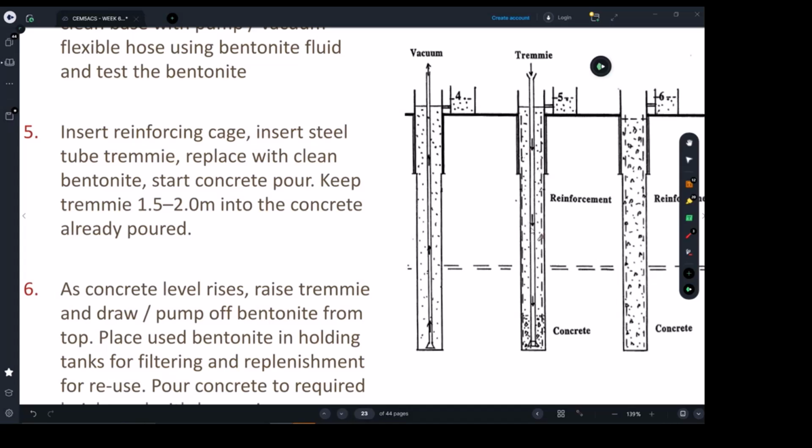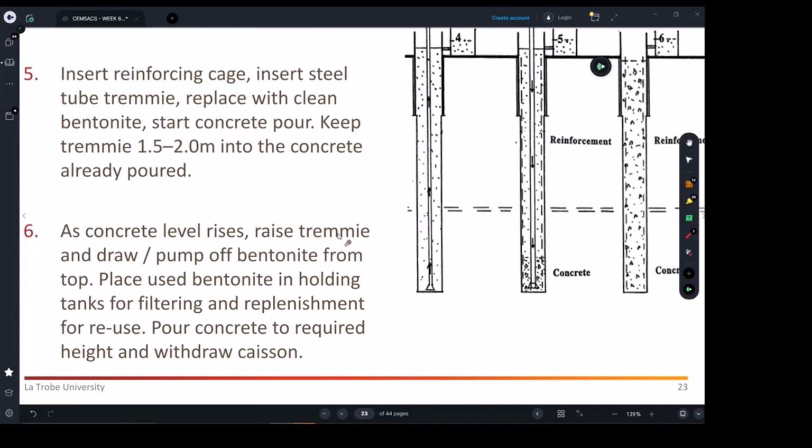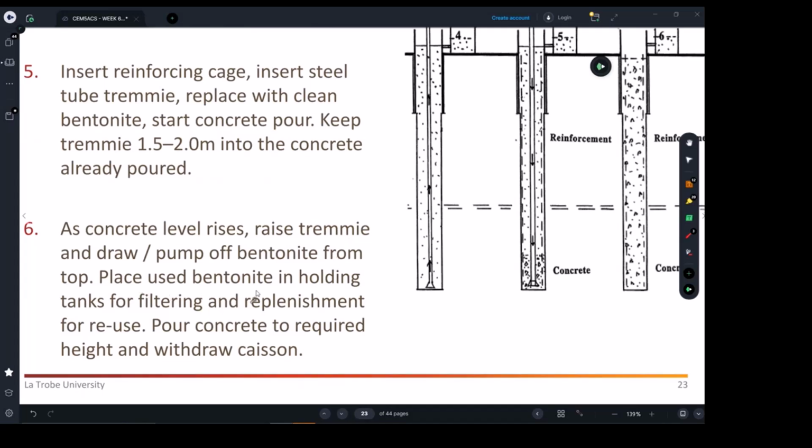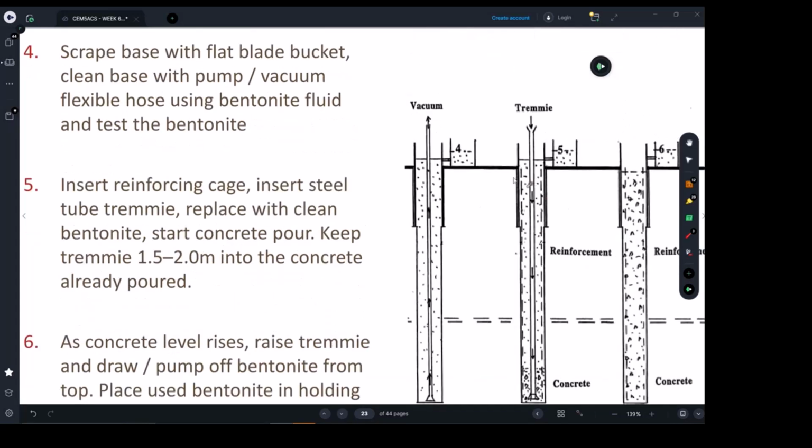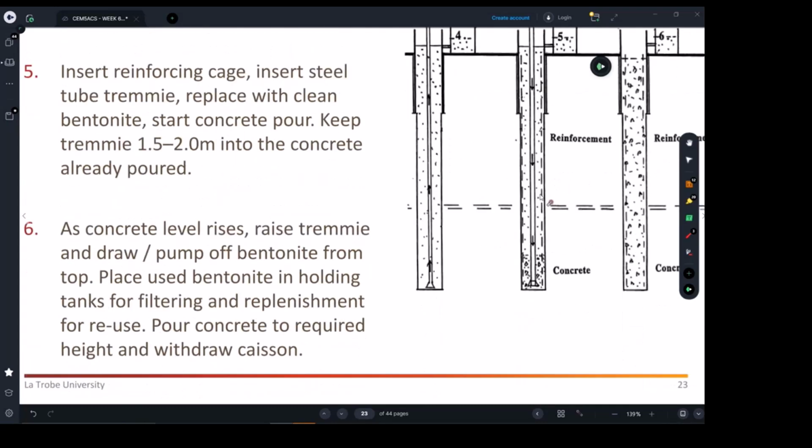Remember, this process is happening for each pile. So please use bentonite in the holding tank for filtering and cleaning for reuse. Then basically you will be pouring your pile up to the bottom of the pile cap, as we discussed always, and take away your inserts or the casings. So the casings, those steel tubes, if required, if the soil here was not really stable.